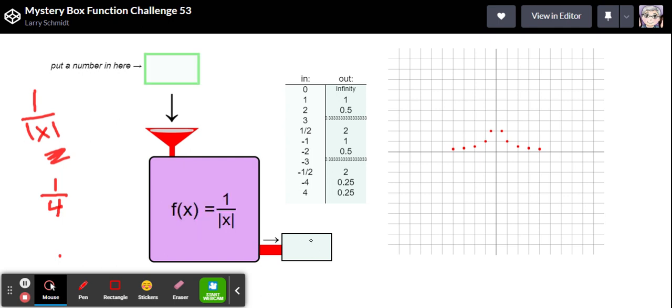Let's go ahead and reveal. Yes, 1 over the absolute value of x. Okay, a little tricky there. So we got to the 1 over x pretty quickly, but it took us a minute to get the absolute value there. Let's go ahead and graph that as well. Beautiful. Look at that lovely symmetrical shape.